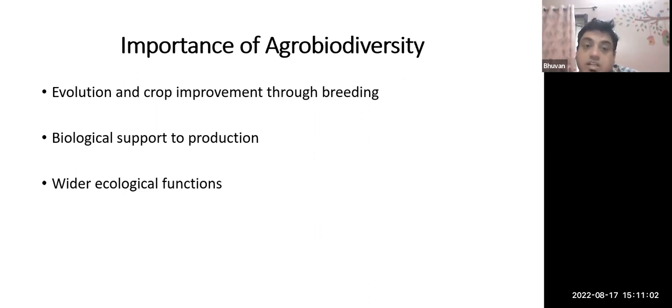Then we have the wider ecological roles or functions, in which the primary production and also nutrient cycling in the agro ecosystems all depend upon the agrobiodiversity. So agrobiodiversity plays a major role in the cycling of various nutrients like carbon, nitrogen, and phosphorus. These are the major roles played by agrobiodiversity in the agro ecosystems.